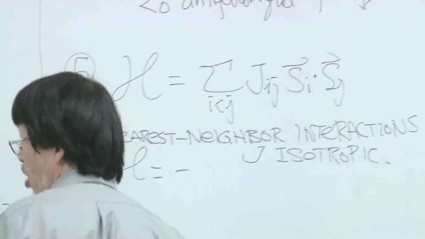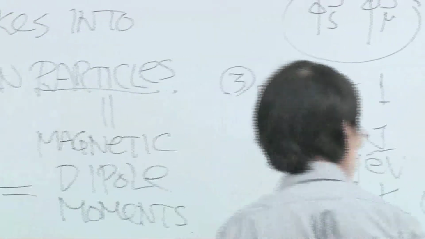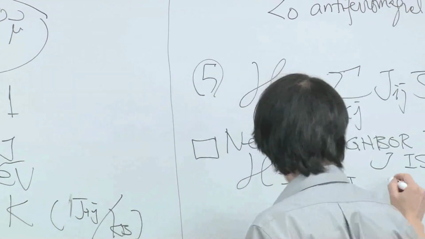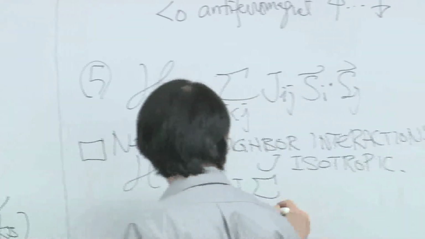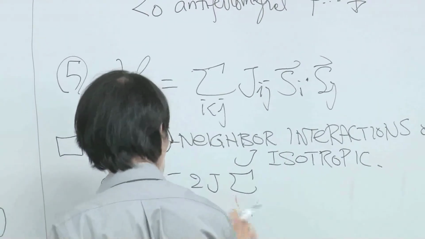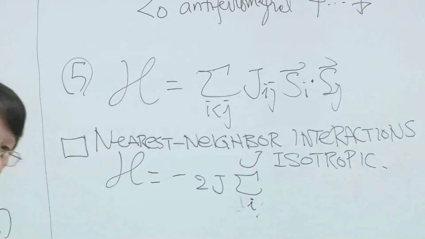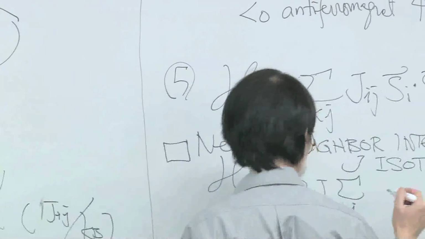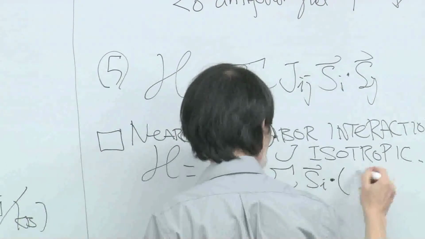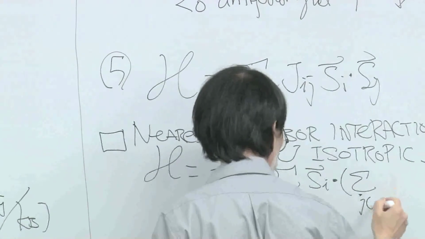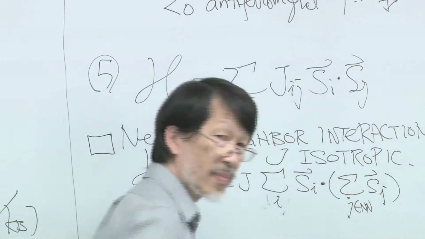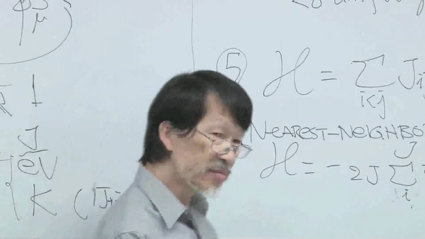Right? If so, J is a constant, therefore it comes outside, minus 2J. And we're going to take a sum over i and j separately. So i runs from 1 through N, where the number of particles is N, S sub i. Then you take the sum over j separately, but only the nearest neighbors. All right? Now, if you did so, you'd be double counting, right?